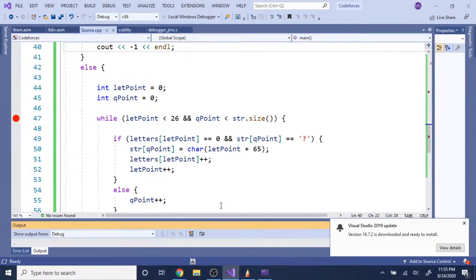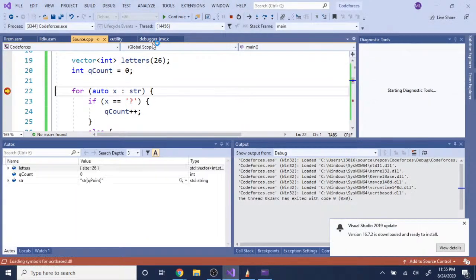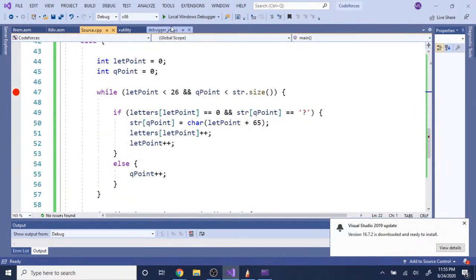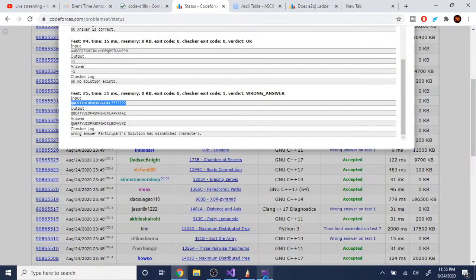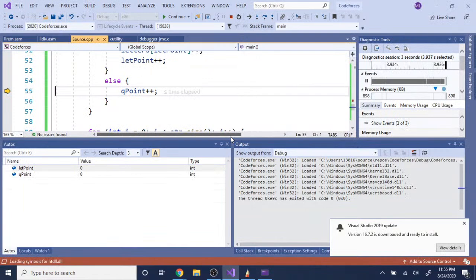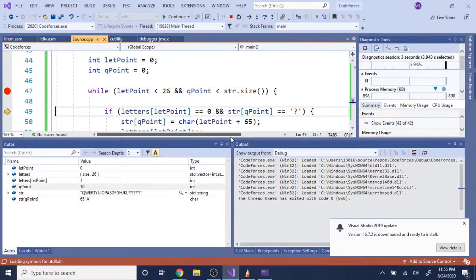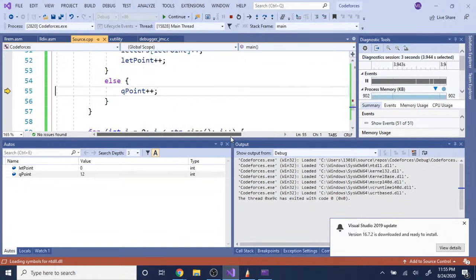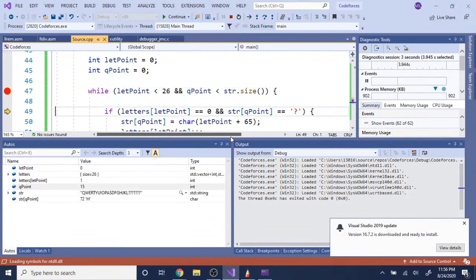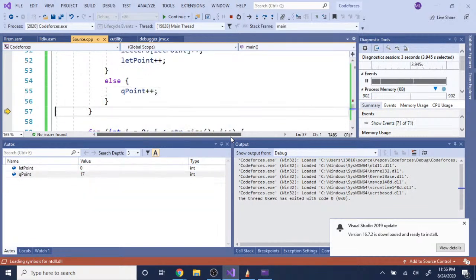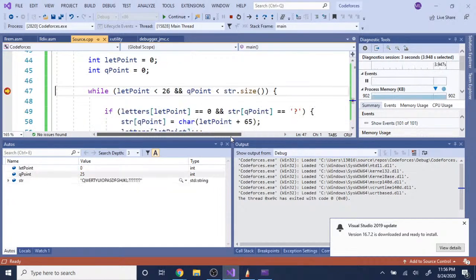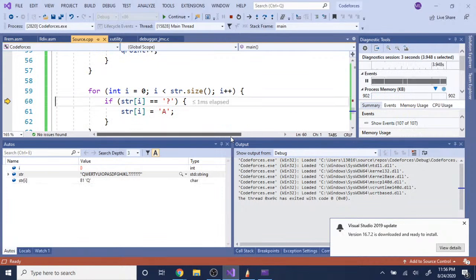Okay. Let's see. So it should get me, oh my gosh. Okay, so it should get me to the right question mark. Let's copy this. So now Q pointer gets increased, Q pointer gets increased, and so on. Are we going to keep going? 13, 14, 15, 16, 17, 18, 19, 20, 21, 22, 23, 24, 25, 26. Ha! Wait, hold up.